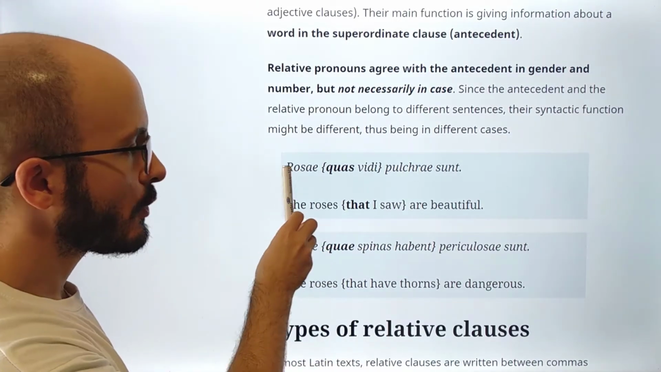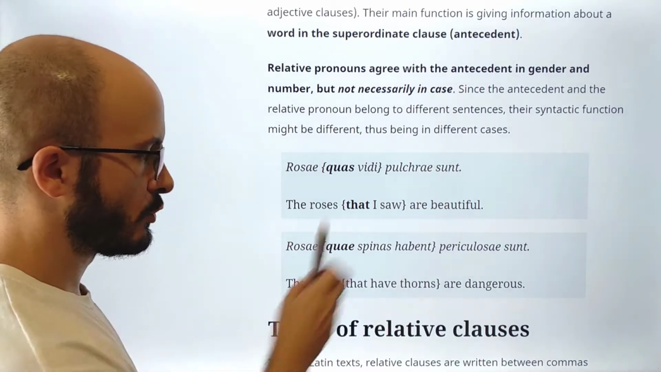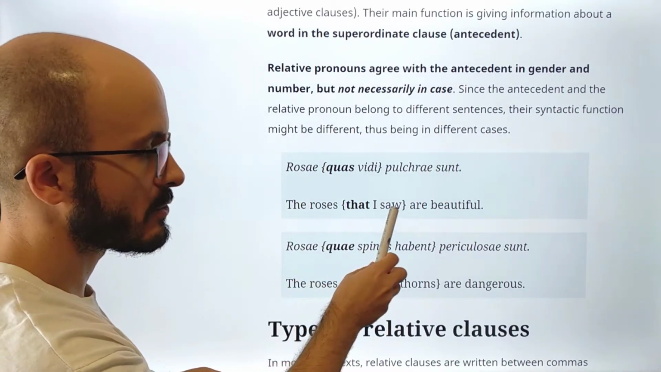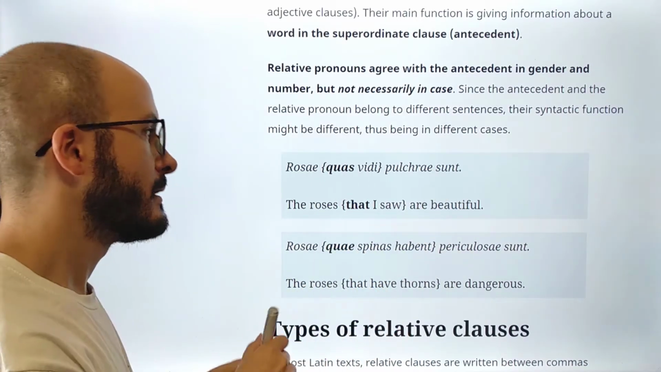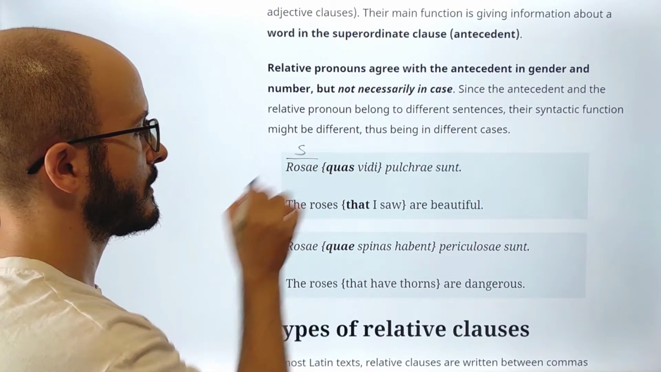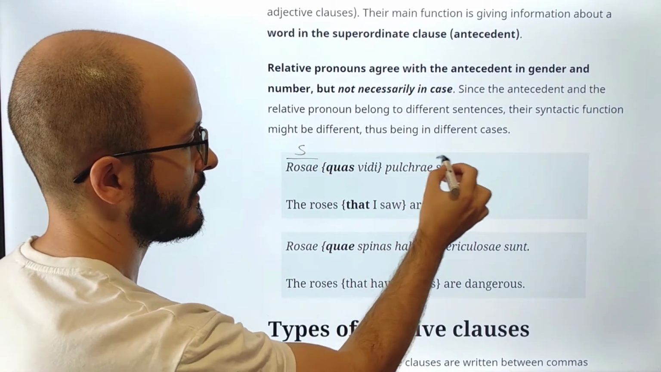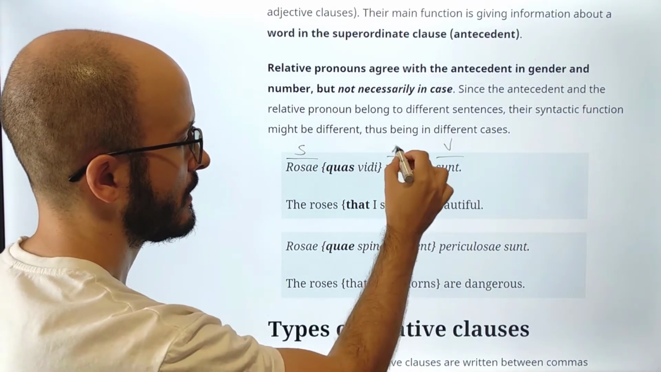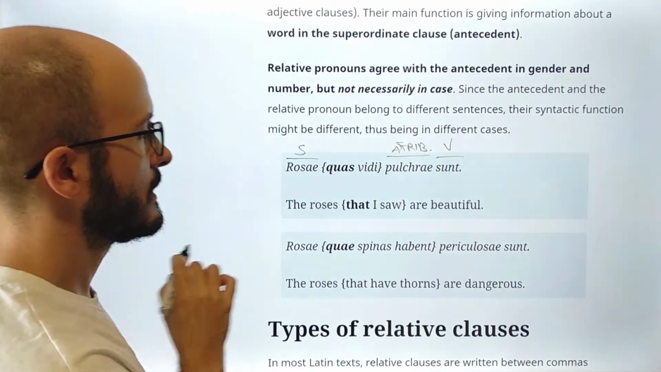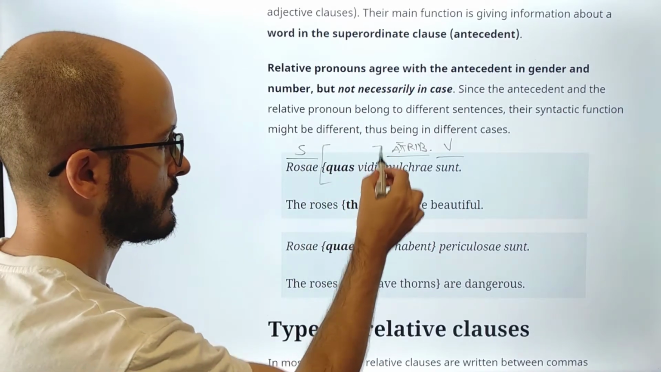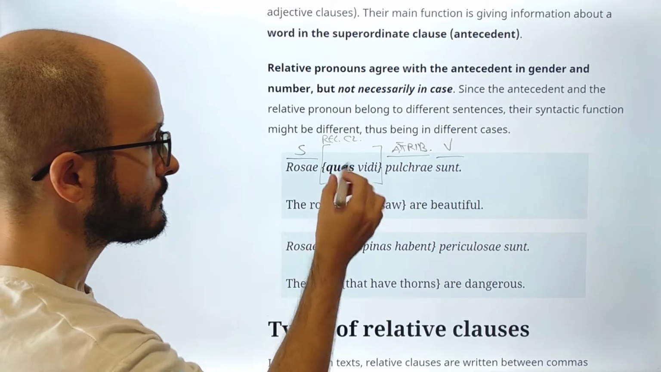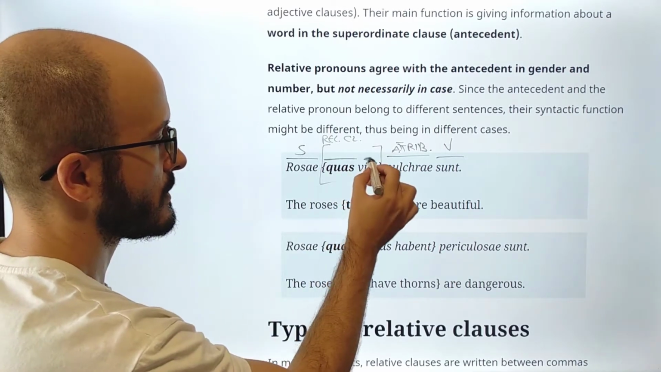Here we have Rosae quas vidi pulchrae sunt. So here, this is: the roses that I saw are beautiful. Okay, so here, if we analyze, this is the subject. This is, of course, the verb. This is the attribute to this. And now, this is the relative clause. Okay, relative clause. And now, of course, this is the verb.